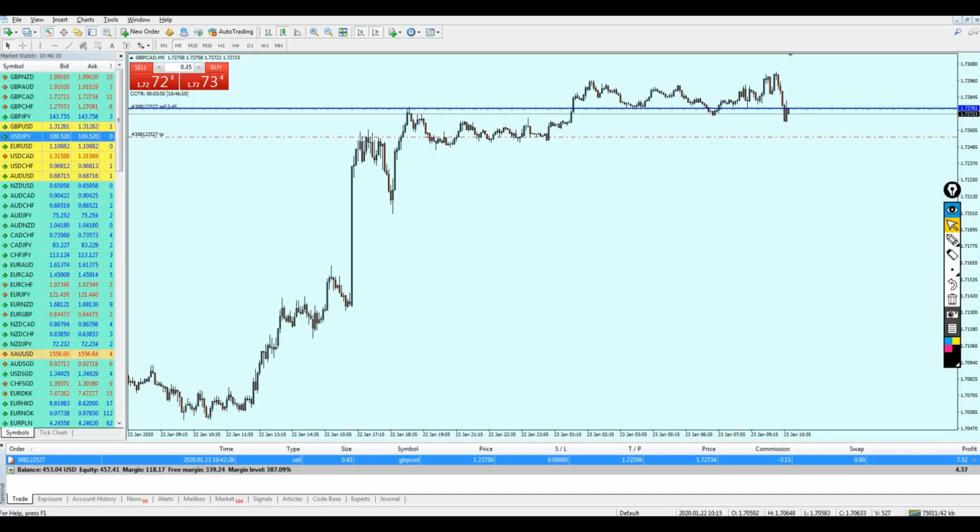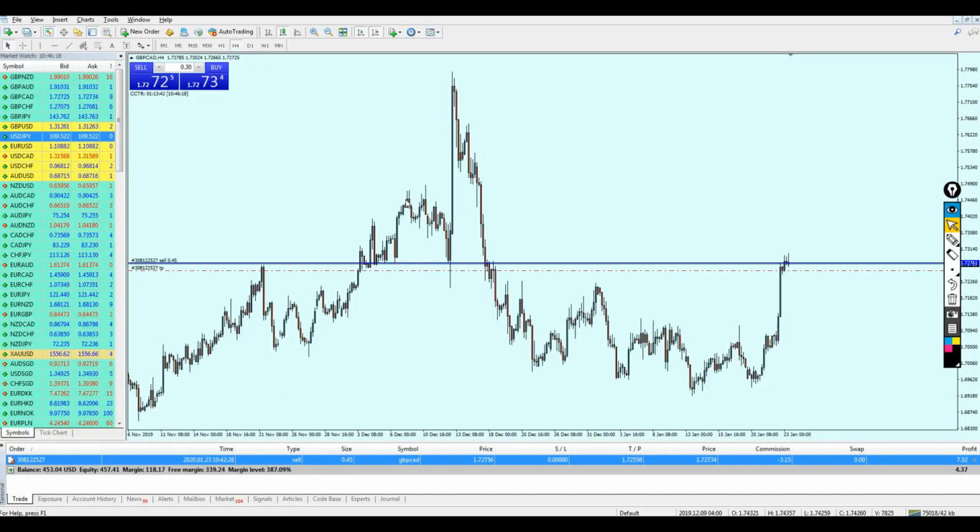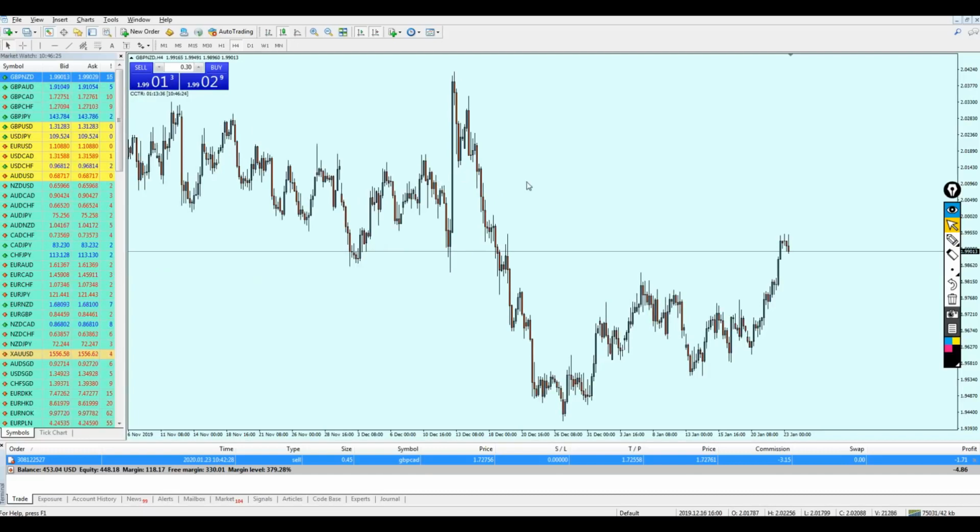Let me now try to enter another trade, and just let me reduce the lot size. 0.30 is enough. Let's go back to the 4-hour chart, and this time let's try to find another setup. So let's go to the pound NZD.